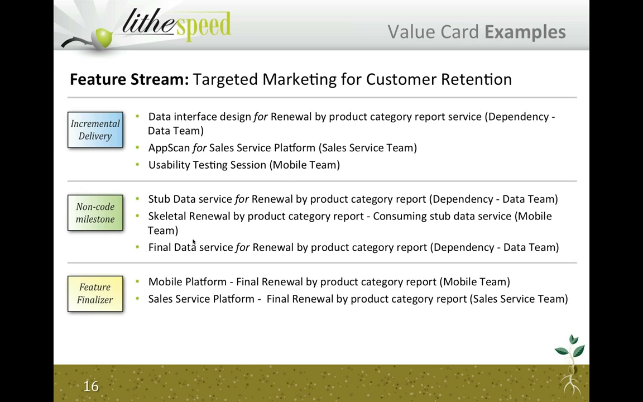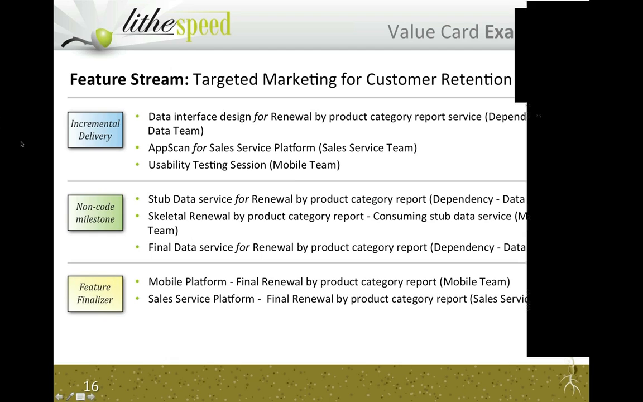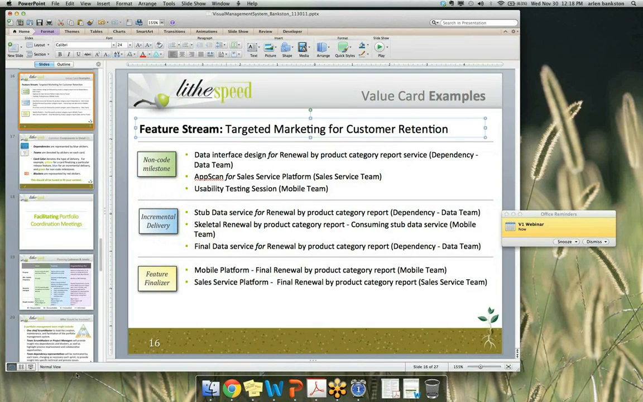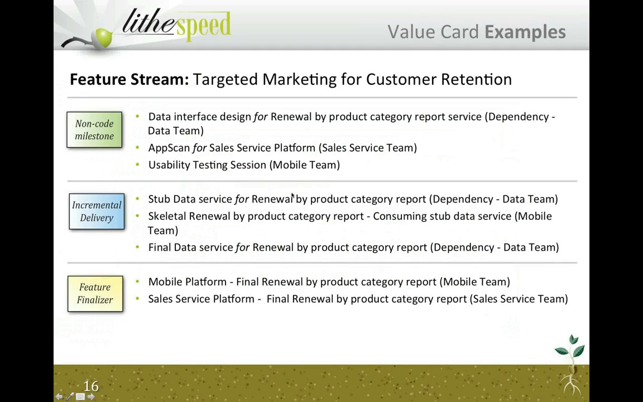Well, it's an incremental delivery. It's something that's significant, right? Actually, I apologize, I've got this backwards. That's a non-code milestone. So we've got an example there of something that's important. It's important to know, right? But it's not something that we can actually go out there and deliver yet. This may be a trade show.